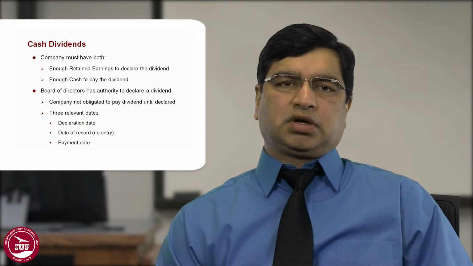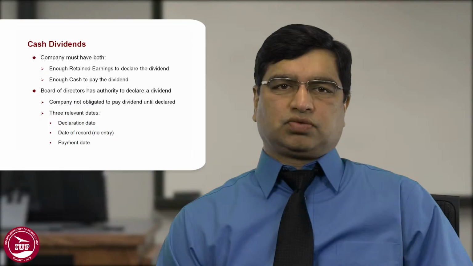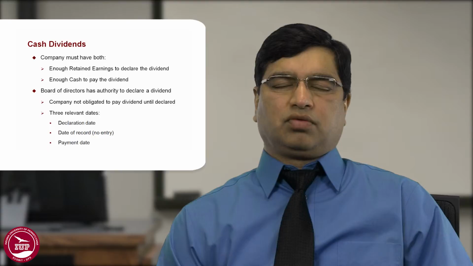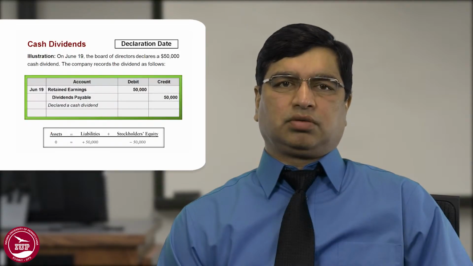In terms of dividend, there are three relevant dates. One is the declaration date, the date on which the dividend is declared. Date of record, that is whoever is the owner of the shares on that date. And then the payment date is the date on which the dividend is actually paid.